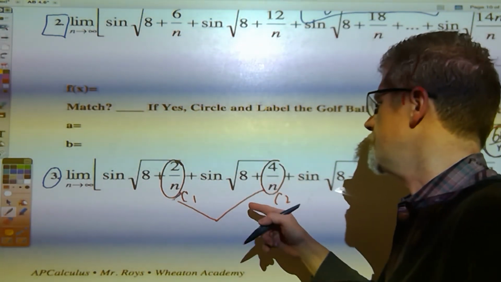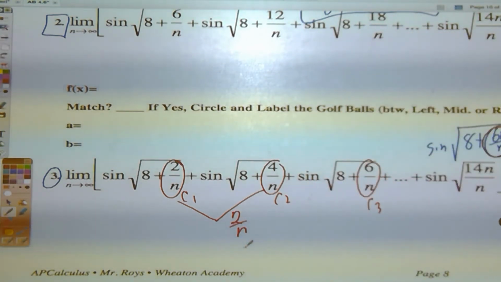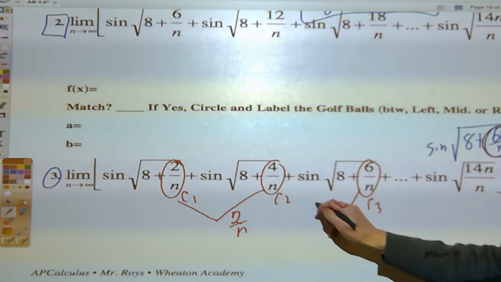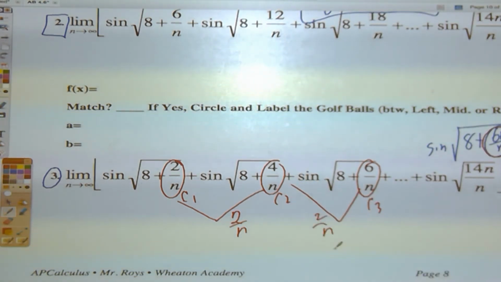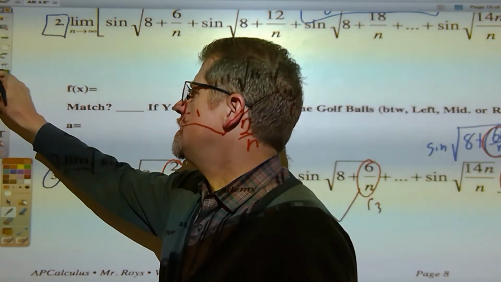Now, let's check here, though. The difference, 4 over n to 2 over n, is 2 over n. Now, we don't have a 2 over n. That's a mismatch. The distance between the golf balls is not 2 over n. It's 1 over n. So we have to doctor this 1 over n up. I'm going to doctor it in green.